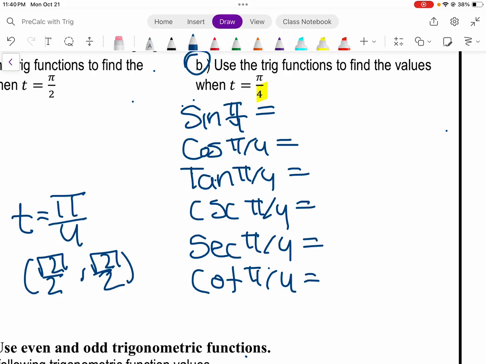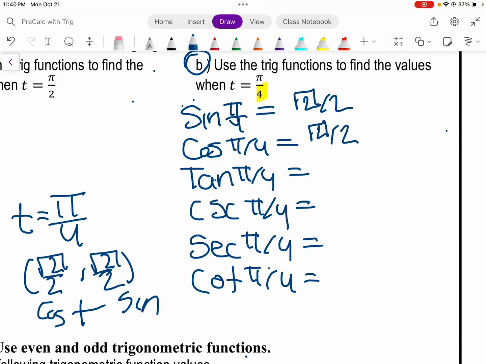And in this case, pi over 4 is in the first quadrant, which means they're all going to be positive. So based on that, we can go ahead and figure out the answer. Sine of pi over 4 is equal to radical 2 over 2. Cosine, same thing, radical 2 over 2.